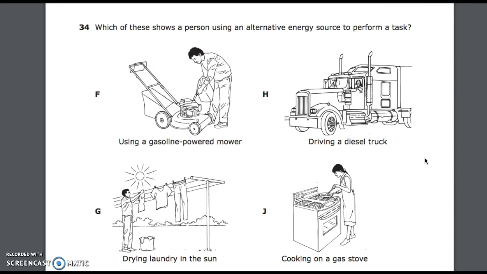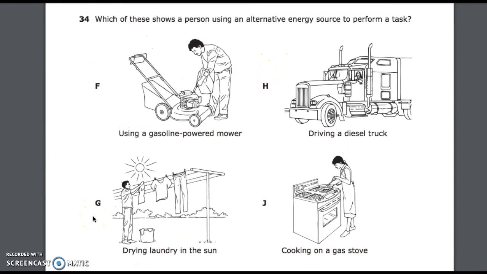Number 34. Which of these shows a person using an alternative energy source to perform a task? F. Using a gasoline-powered mower. H. Driving a diesel truck. G. Drying laundry in the sun. J. Cooking on a gas stove.